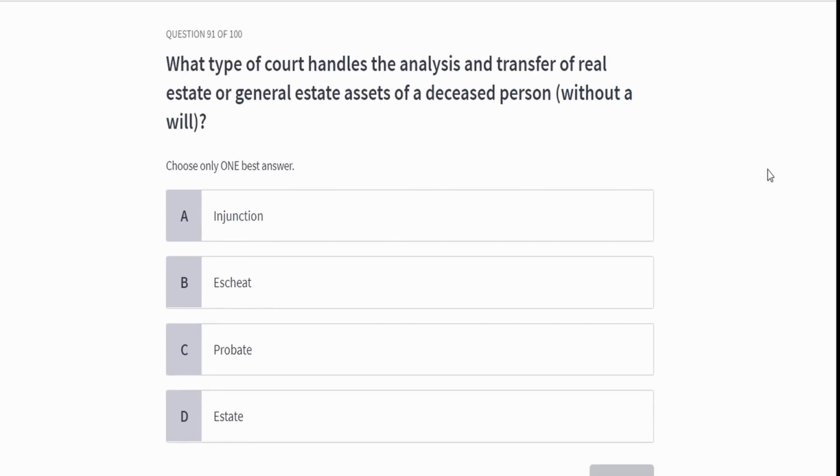All right, 91. What type of court handles the analysis and transfer of real estate or general assets of a deceased person without a will? It gives us 4 options. Is it A, injunction, B, escheat, C, probate, or D, estate? So here's some time to come up with the answer on that one.